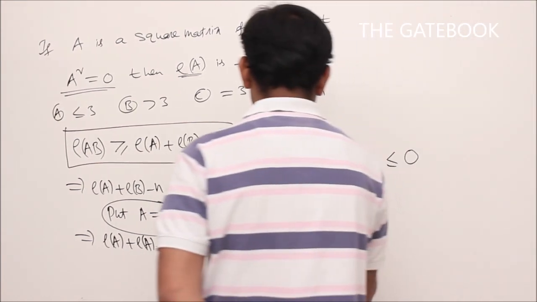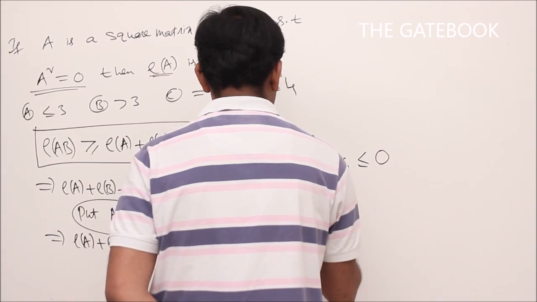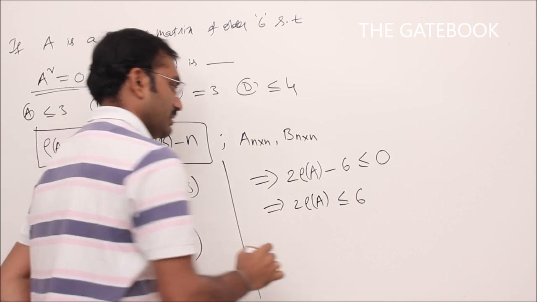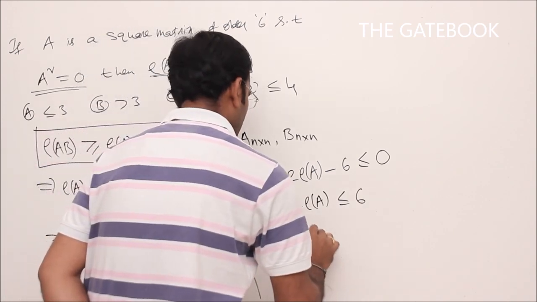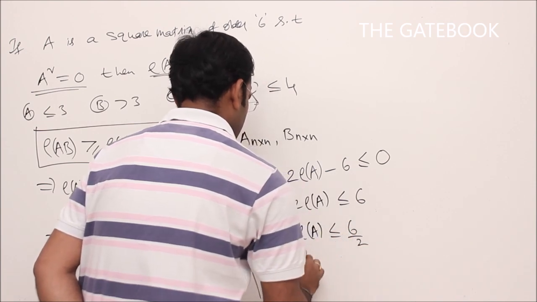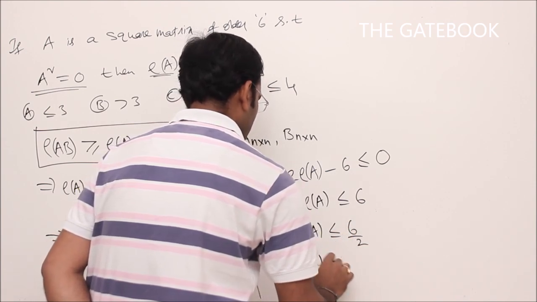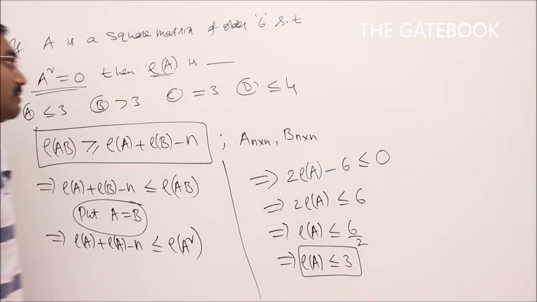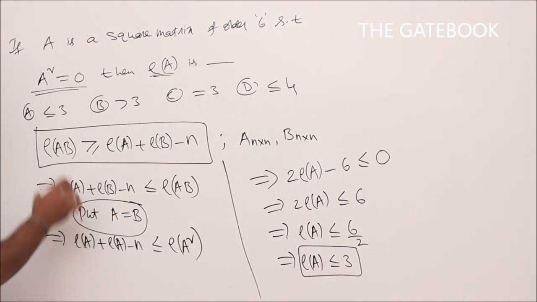So I can write this as 2 rank of A less than or equal to 6. It implies rank of A less than or equal to 6 by 2. It implies rank of A less than or equal to 3. So therefore option A is correct.